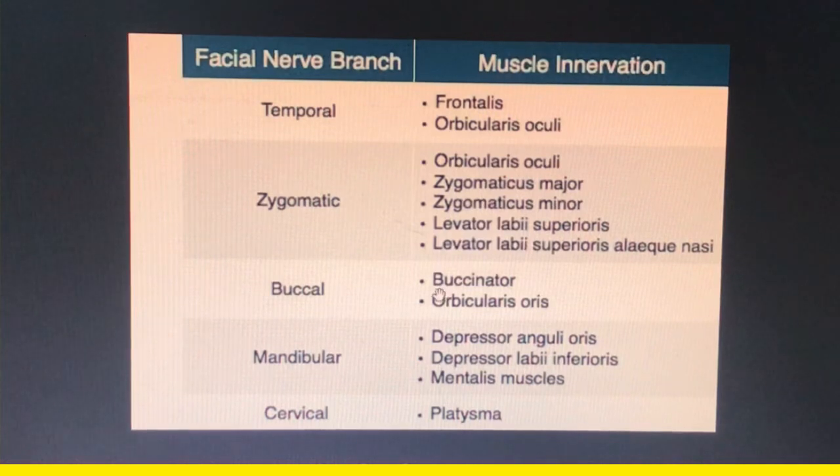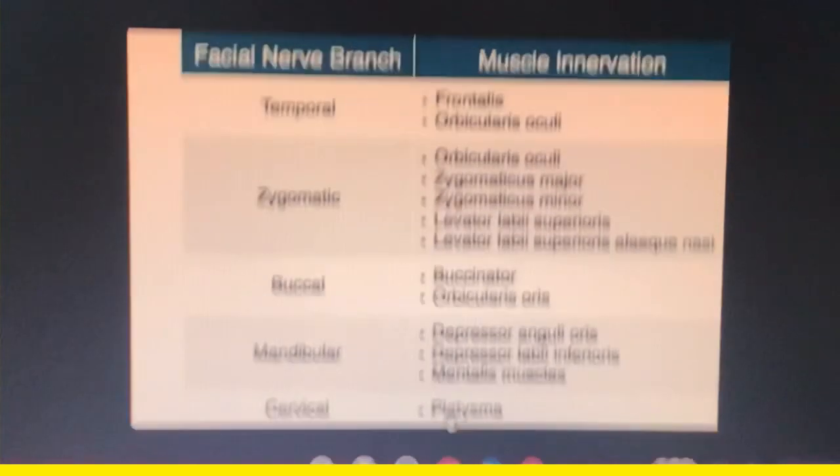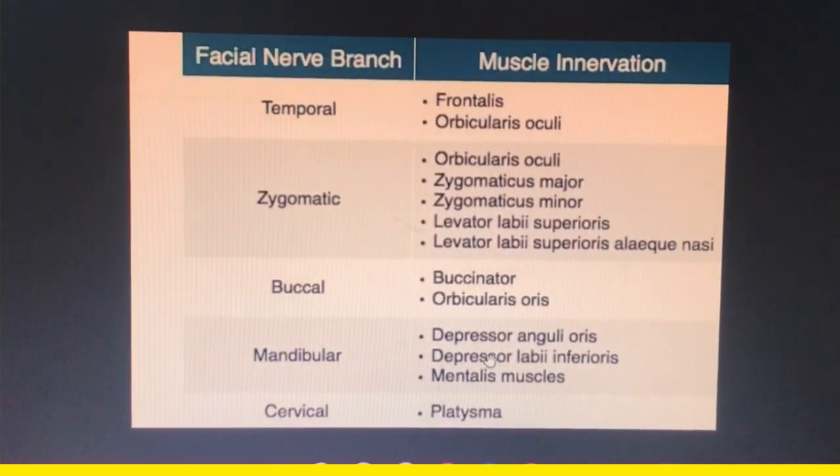We have the buccinator and the orbicularis oris. So we come to the mandibular branch. We have the depressor anguli oris, depressor labii inferioris, and mentalis muscles. And when we come to the cervical branch, we have the platysma. So these are some of the muscles that we need to lay much emphasis on when we are dealing with Bell's palsy.